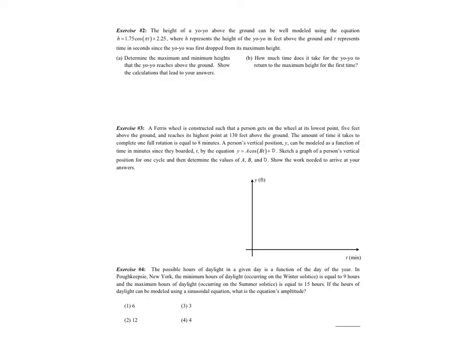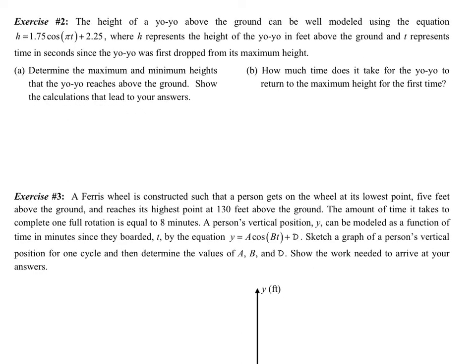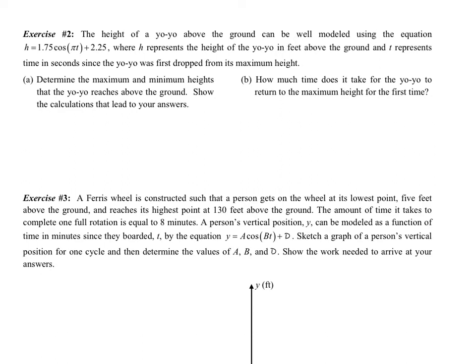Alright guys, we're going to continue through the exercises from the notes that we began last class. And in exercise 2, we're talking about the height of a yo-yo. And it says that the height is modeled using this equation. So we're just going to keep this in mind. It looks like h represents height of the yo-yo in feet above the ground, and t is time in seconds since the yo-yo was first dropped.